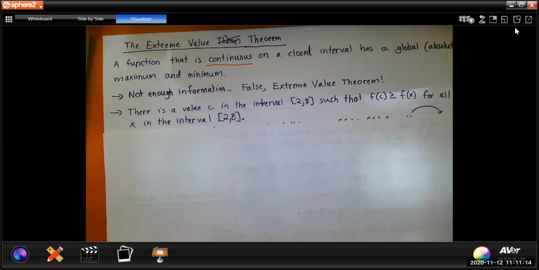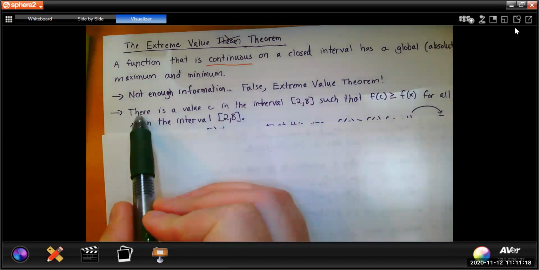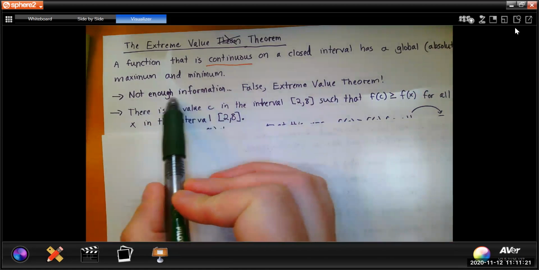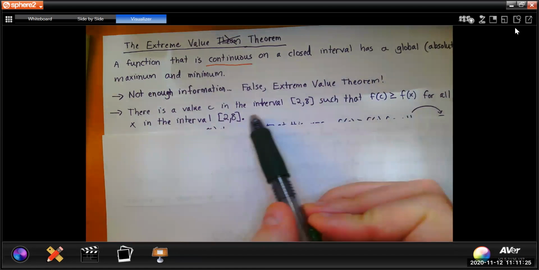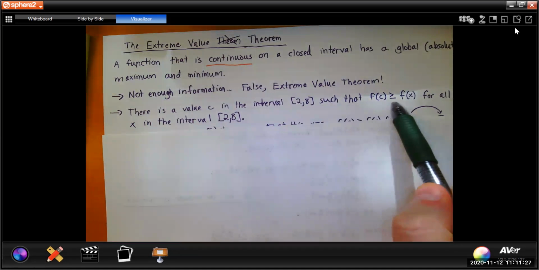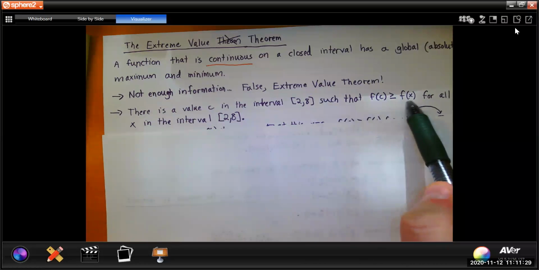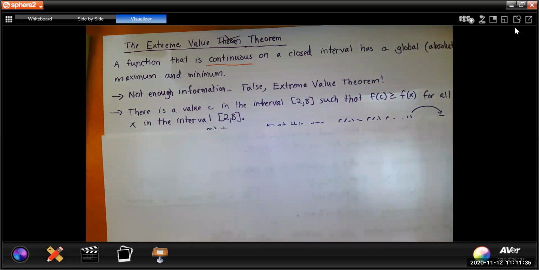So in my mind, the confusing part is not that there's a value c, because we're used to that again from the IVT, MVT, and Rolle's theorem. It's also not this idea of closed interval. It's this statement right here, such that f of c is greater than or equal to f of x for all x in the interval. What does that mean in some type of a comprehensible fashion?